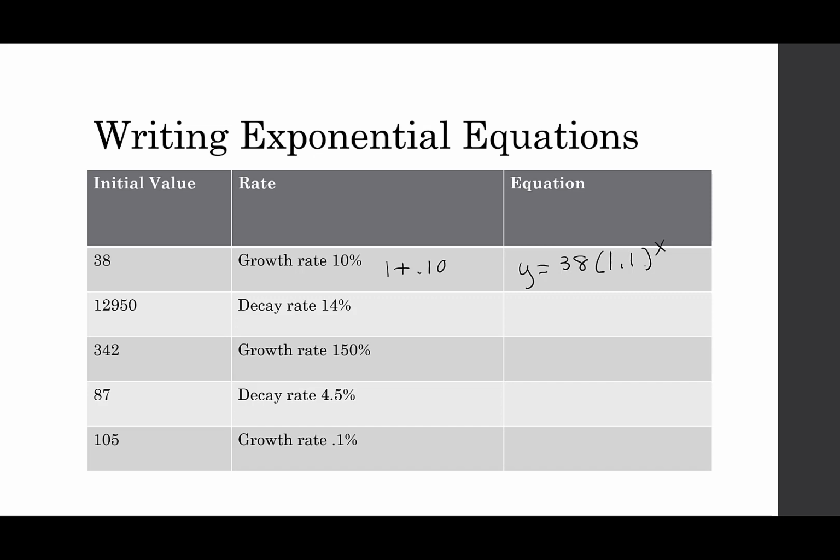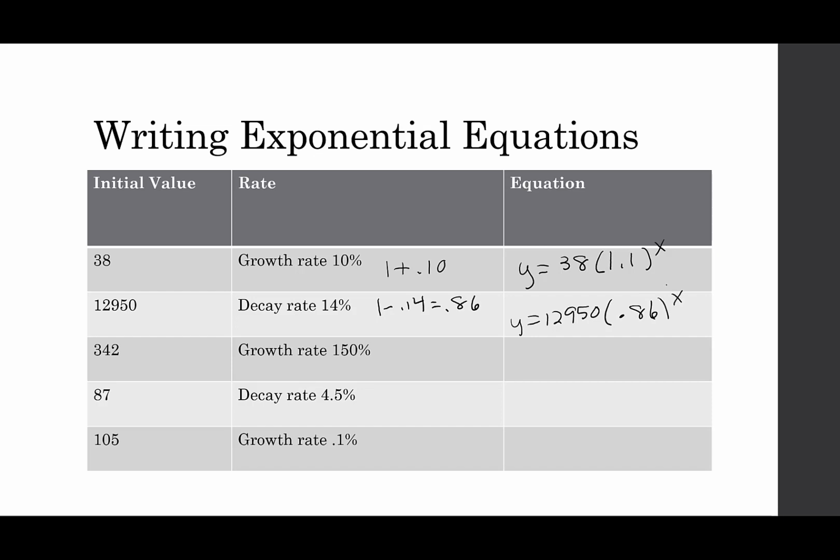The next one says decay. So we have 12,950 as our initial, so I'm going to write 12,950. Because it's decay, we're going to subtract from 1. 1 minus 0.14 is 0.86, so we have 0.86 to the x.